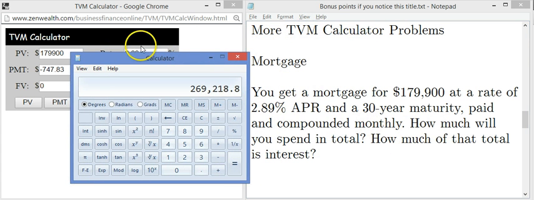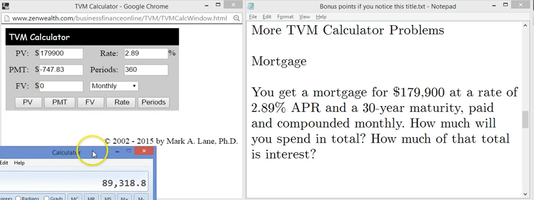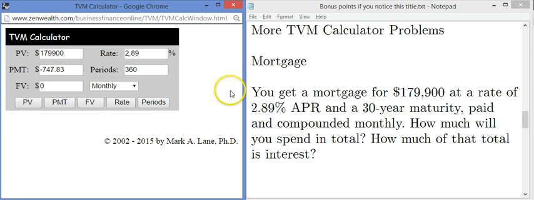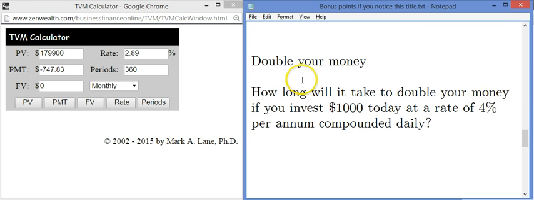How much of that total is interest? Well, if you look here, the present value is $179,900. All of this is going to pay interest and the original loan. So if I subtract off the original loan, we have about $89,000 that is going towards interest as opposed to covering off the principal, or the original loan.